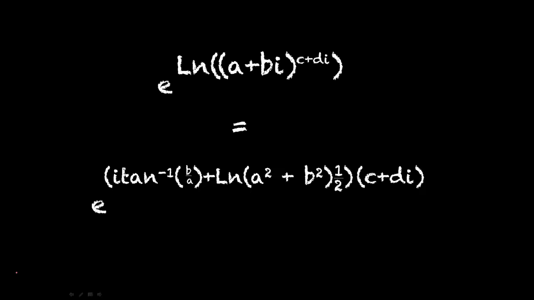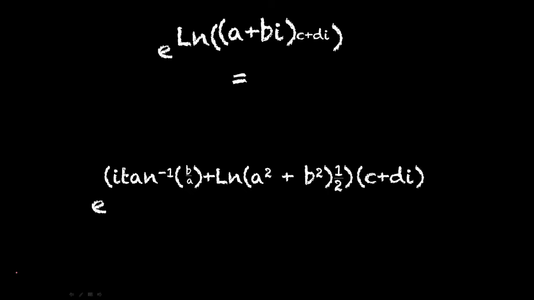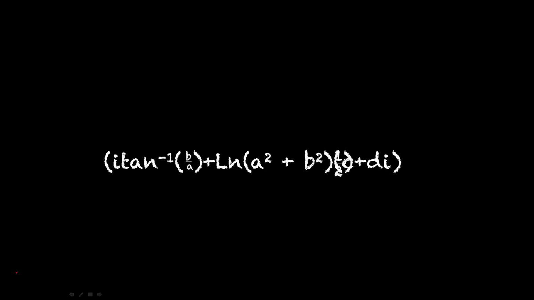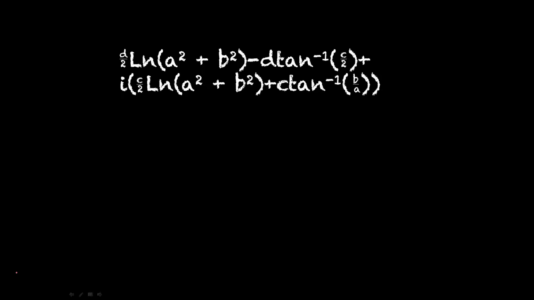So we now get e to the natural log of (a plus bi) to the c plus di equals i times tan to the minus 1 of b on a plus natural log of a squared plus b squared times a half, times c plus di. It's disgusting and unruly, we know. So if we just ignore these things for now and we work with this double bracket, we can expand it to this. I know, awful, but it gets better, don't worry.